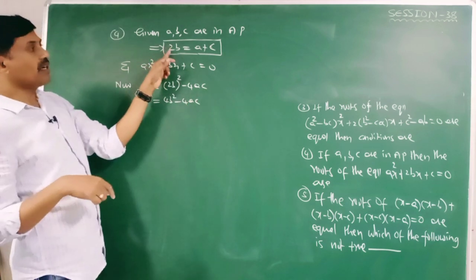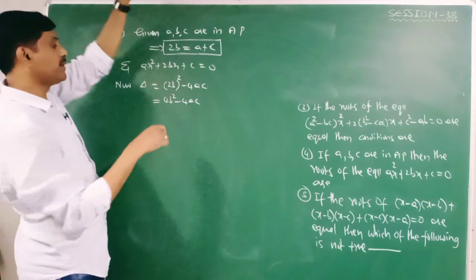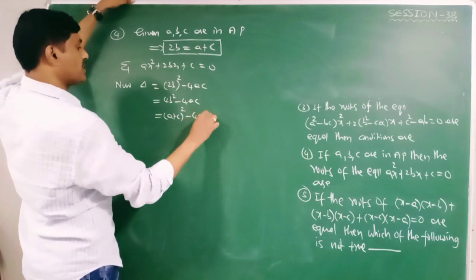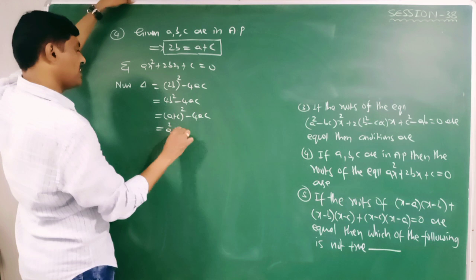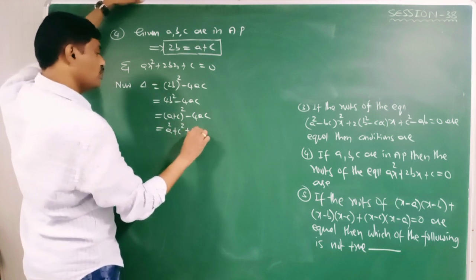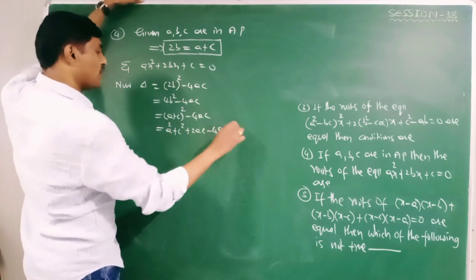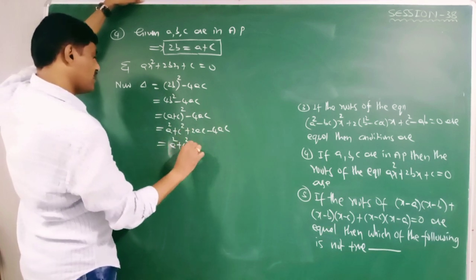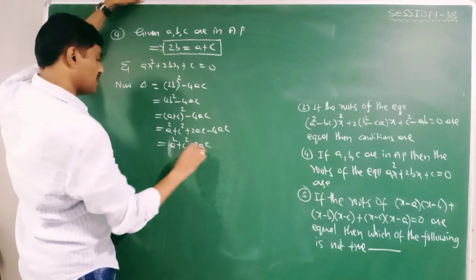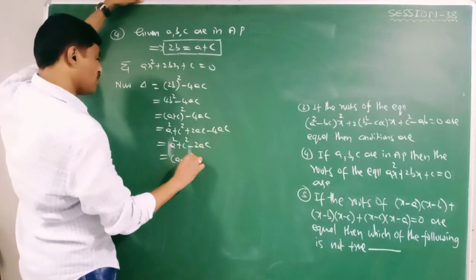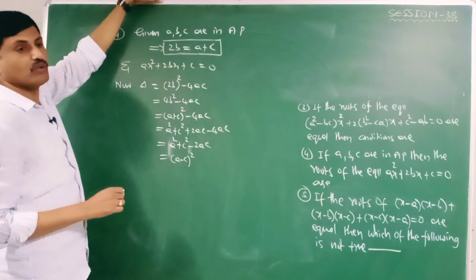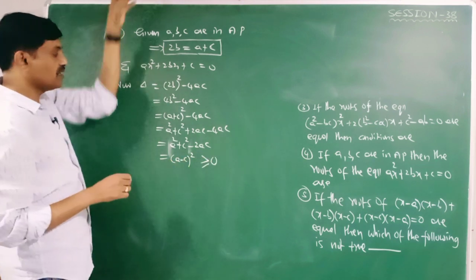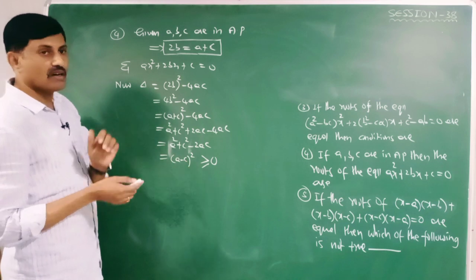But we already have 2b = a + c, so this is (a + c)² − 4ac. Once you expand, a² + c² + 2ac − 4ac, which we can write as a² + c² − 2ac. This is (a − c)², or (c − a)². This is clearly greater than or equal to 0. In this case delta is greater than or equal to 0.